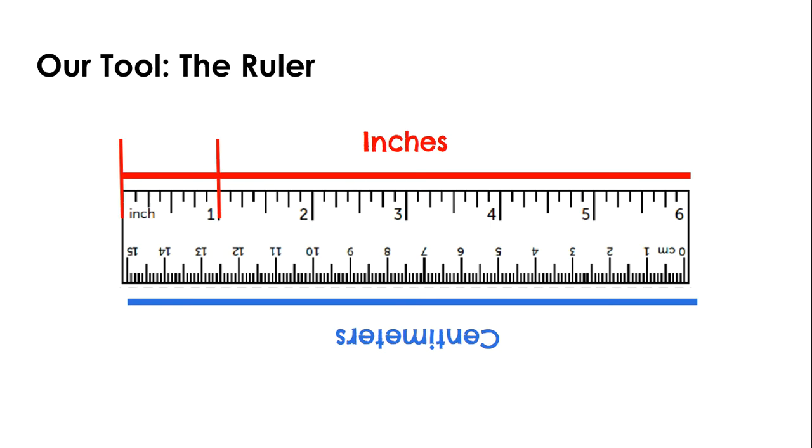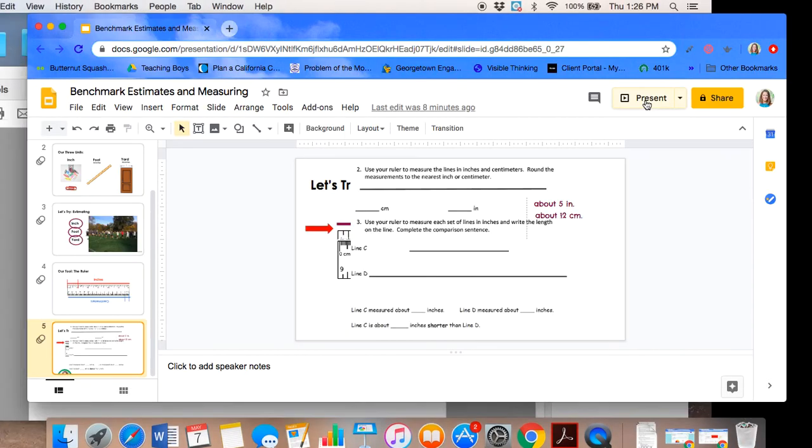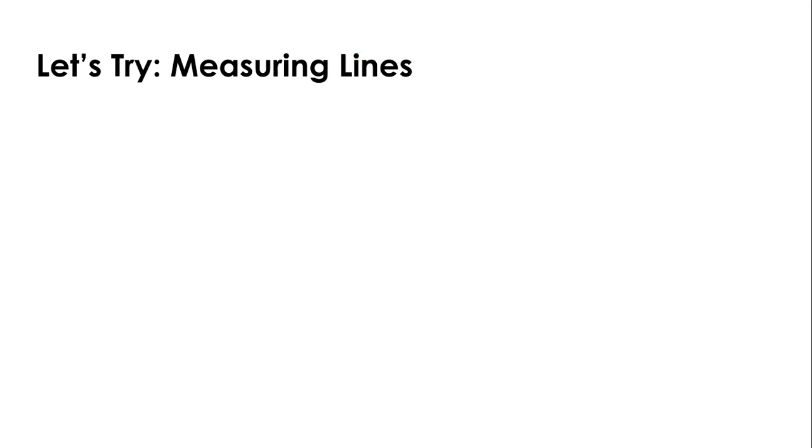The inch is a bit longer than the centimeter, right? We can see that the space between these two red lines, the 0 to 1 here on the inches, is longer than the 0 to 1 here on the centimeters. All right, popping right back into our slides. Let's go. So the last part is measuring lines.